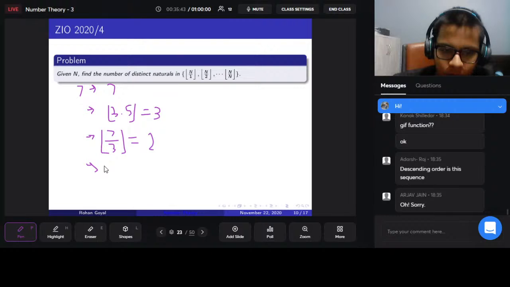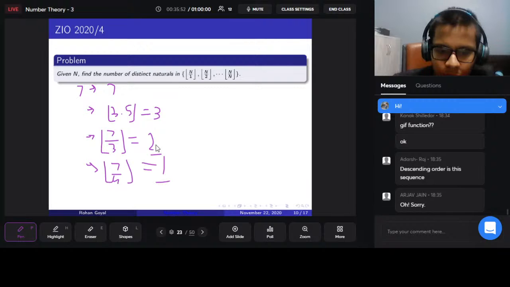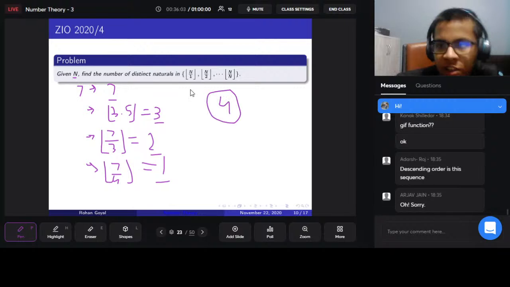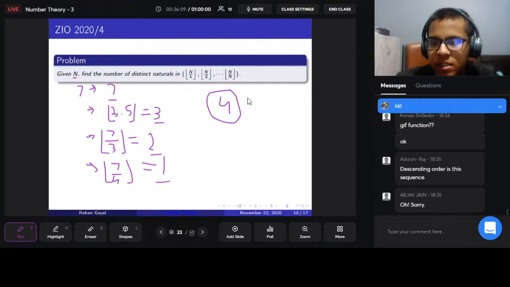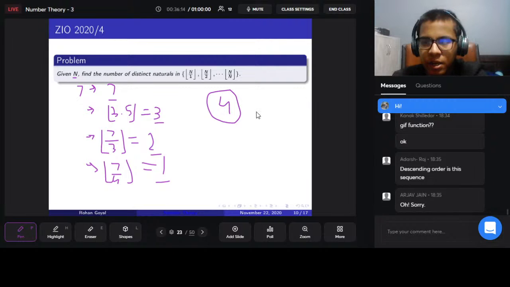Now, remaining will all give us 1. So we actually got one number, two numbers, three numbers, four numbers. So in this case we got four numbers. So for any number n, how many distinct numbers will we get in this set? That's the question.